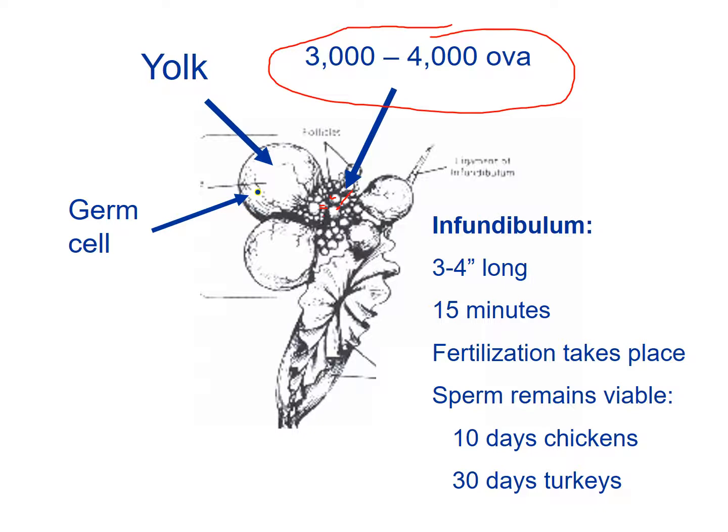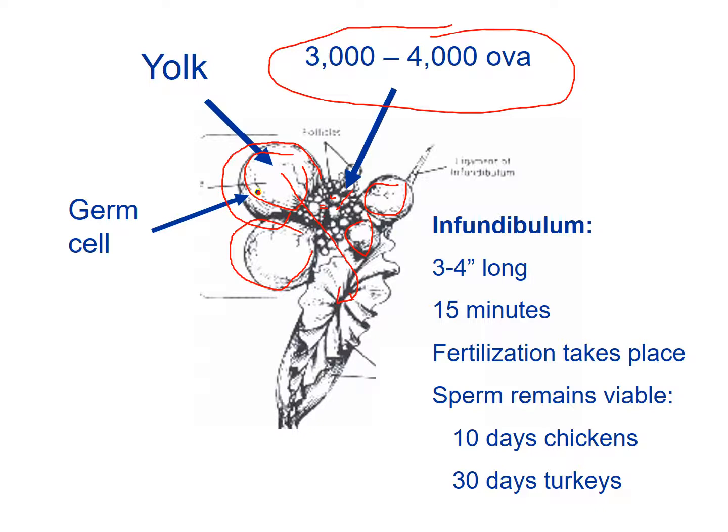And then we get the yolk that's produced. So this yolk here is ready to be ovulated. This one here will probably go the next day, etc. So we can kind of see the order here. Now the germ cell is located on the yolk, and that will be what needs to be fertilized at time of ovulation. And then we have the infundibulum. So the infundibulum will capture this yolk at time of ovulation.